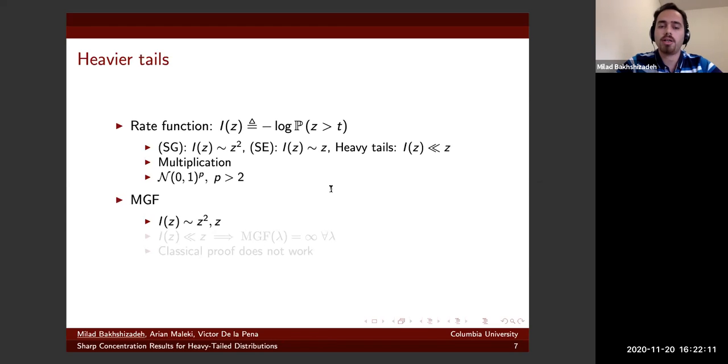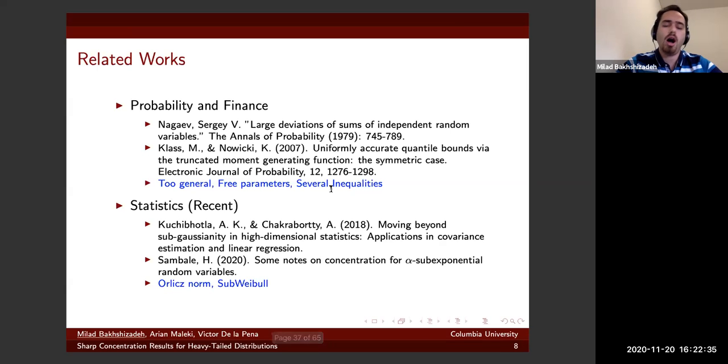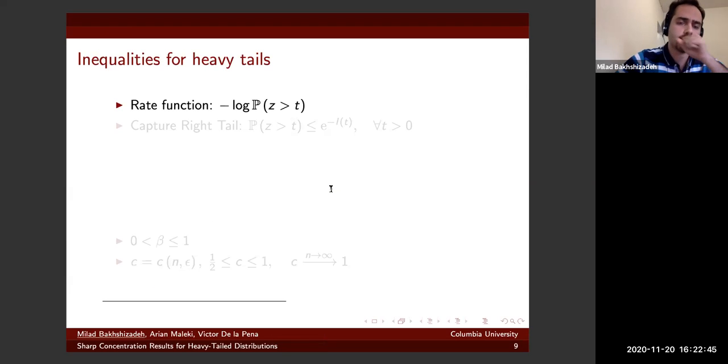And here is what happens for the moment generating function. For the subGaussian class, the moment generating function exists everywhere. For the subexponential class, it is finite in a compact interval including the origin. And as soon as we get into the class of heavy tail distributions, the moment generating function does not exist anywhere. Hence, it's not trivial how we can extend the previous results to heavy tail distributions. Of course, there have been other works studying heavy tail distributions and proposing concentration inequalities, but in the interest of time, I don't go into the details of these works.